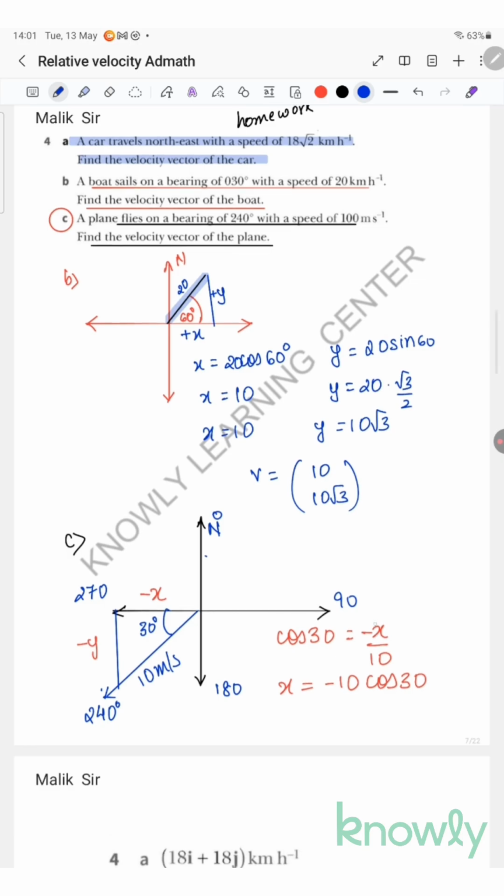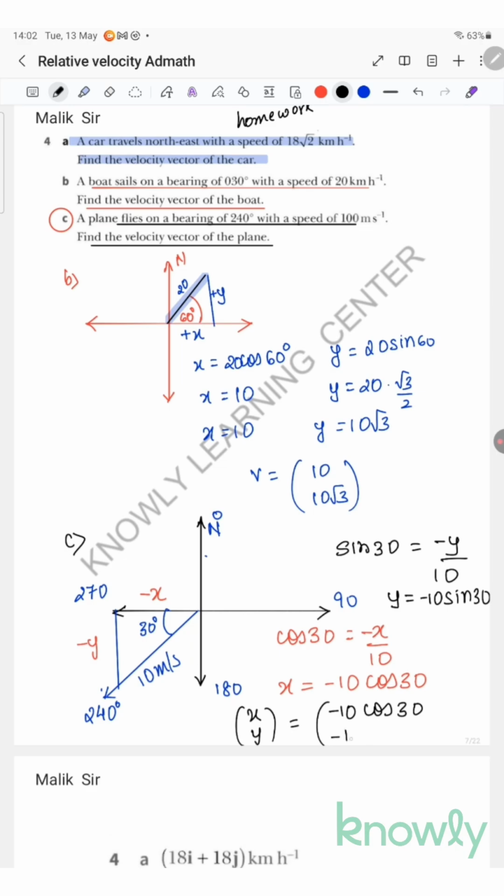Now again I'll use sin 30 over here. So sin 30 is opposite, which is minus y, over the hypotenuse. So y is equal to negative 100 sin 30. So x is negative 100 cos 30 and y is negative 100 sin 30. I hope you understood. Whatever the values are, I'll just write them.